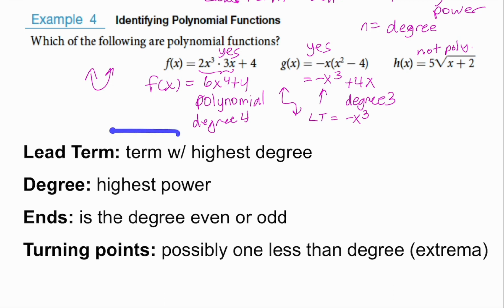Okay, so those are some terminology I'm going to be using. The lead term is the term with the highest power. The degree is that highest power. The ends will always act like that lead term's degree. How many bumps could you possibly have? The most you could ever have is 1 less than the degree.